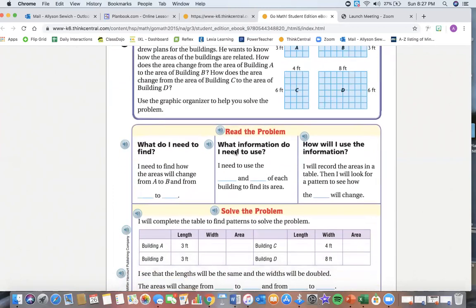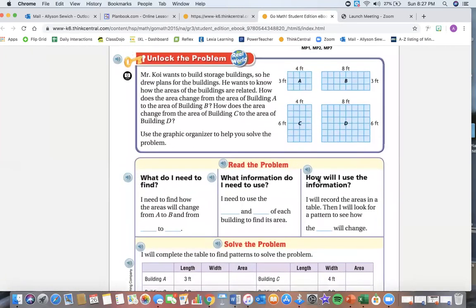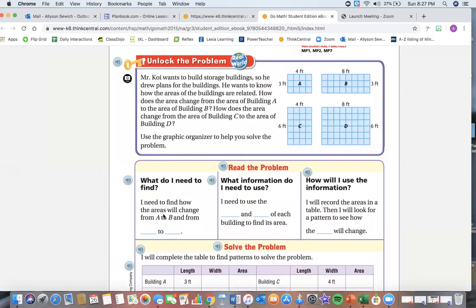So this down right here helps us break down the problem. So it says, I need to find how the areas will change from A to B. So we know we're comparing the areas from A to B and from C to D. So you're going to write C to D up here. And C to D. Again, I apologize for my handwriting.